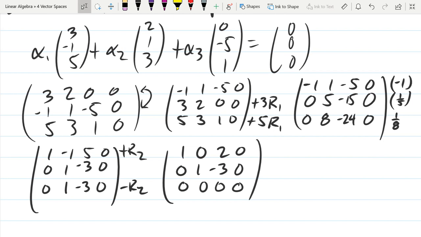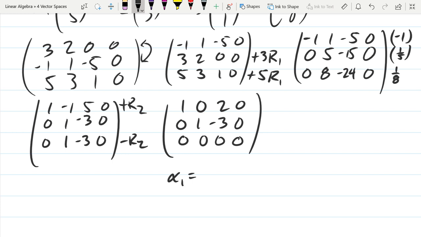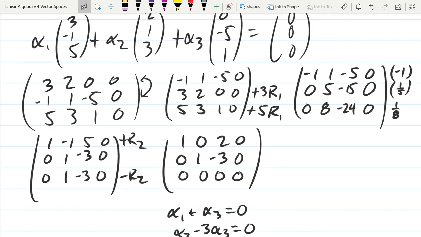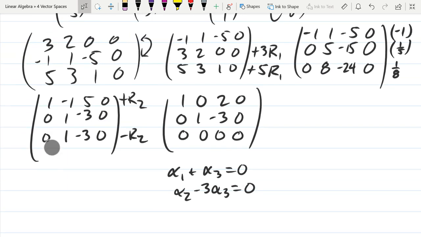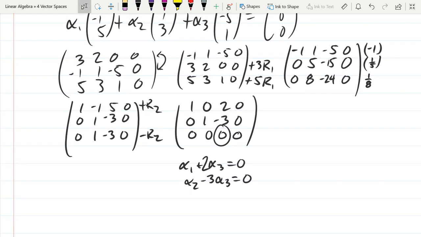Any row operation questions? Or any different values? So we got alpha 1 plus alpha 3 equals 0. Alpha 2 minus 3 alpha 3 equals 0. So, what can we say? We have a free variable here. So, do we have independence or not? No. So, we got way more than the trivial solution. So, we do not have a basis.